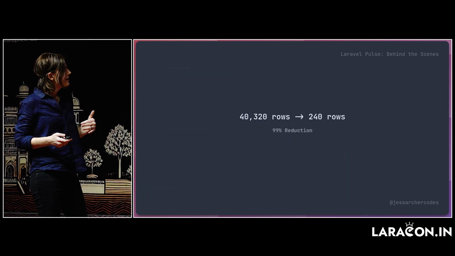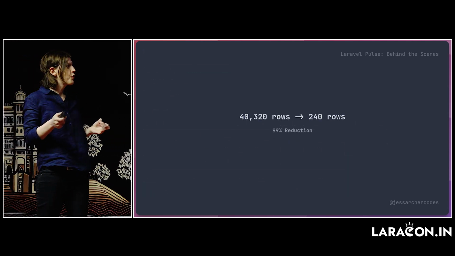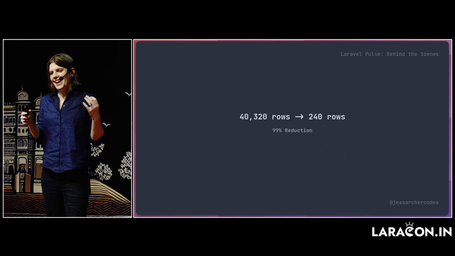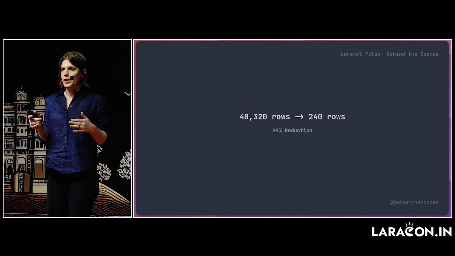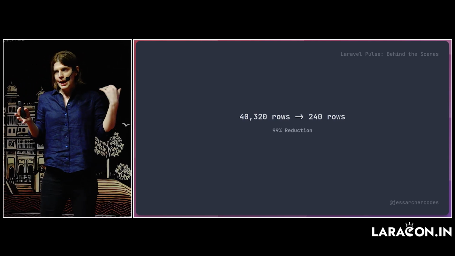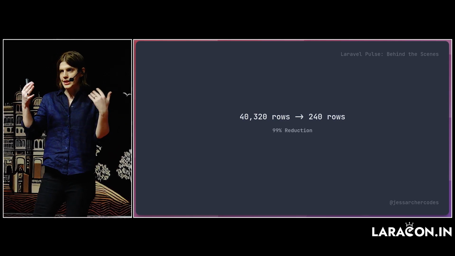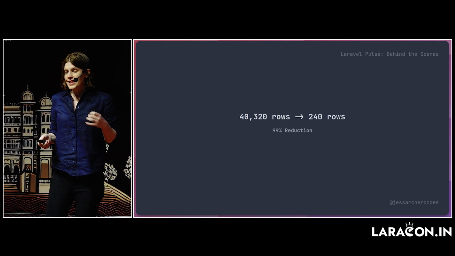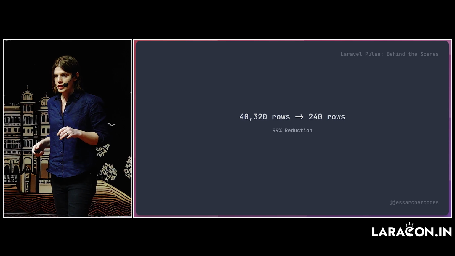So what does this get us? Well, those 40,320 rows that we had now collapse down to just 240 rows. So there's 60, we only need 60 rows per period to capture that data, and we have 4 different periods, so 60 times 4 is 240. So that's a 99% reduction in rows.